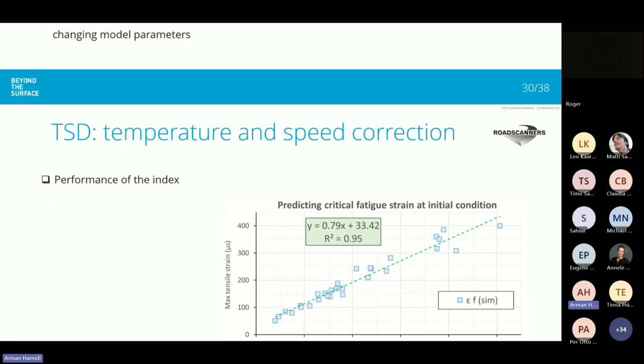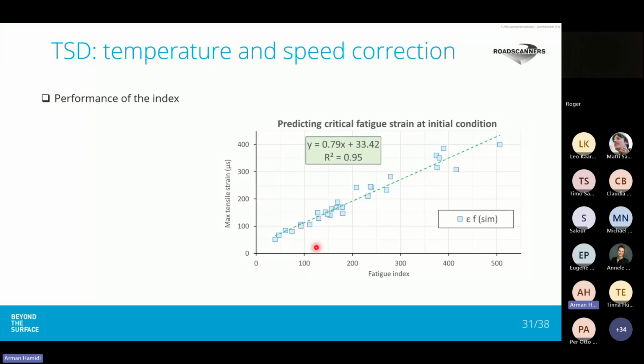Here we can see a figure that shows the fatigue strain index based on deflection slopes on the x-axis and the maximum tensile strain at the bottom of the asphalt layer obtained from software simulation in ViscoRoute for a limited number of simulated pavement structures. As we see, the R-squared value is high, and in general, we can say that this fatigue strain index is representing this maximum tensile strain, or this critical fatigue strain.